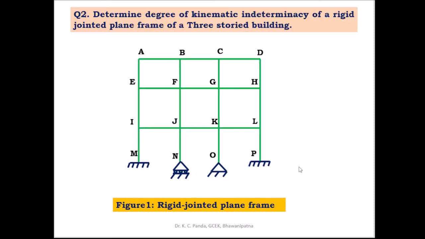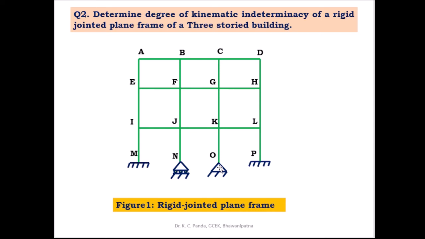Then coming to the second problem, determine the degree of kinematic indeterminacy of a rigid jointed plane frame of a three-storied building. So this is three-storied and three-bay building. So here A, B, C, D, E, F, G, H, I, J, K, L, M, N, O, P. And here the support M is fixed, support P is fixed, support N is roller support, and support O is hinge support. So at the fixed support, there are 3 reaction components, and at roller support there is 1 reaction component. At the hinge support, there are 2 reaction components.